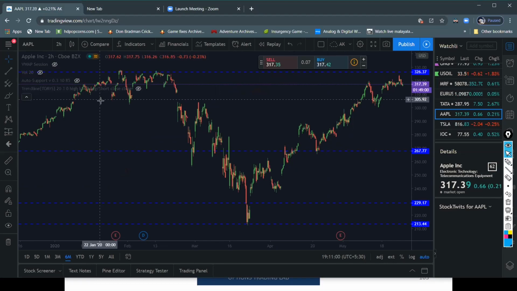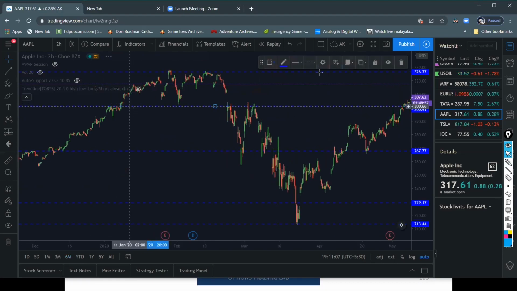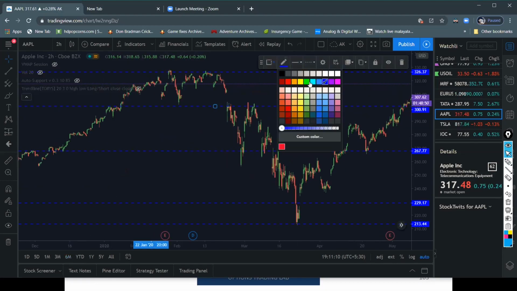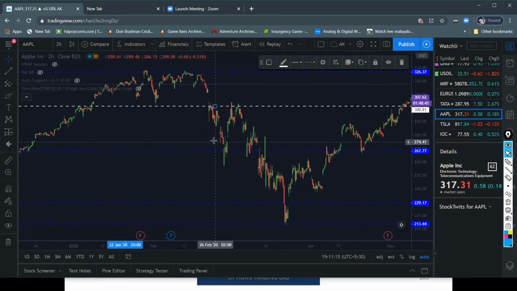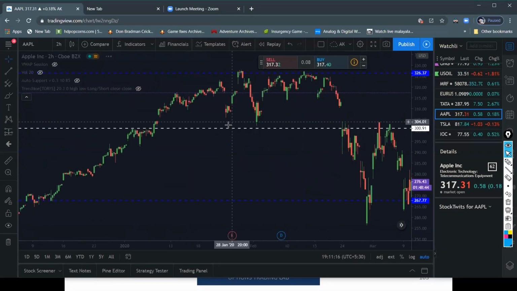See this level, see this level. In the 6-month chart, draw it with another color. If you are finding it difficult to draw support and resistance levels, just zoom in. Here, the market acted as a resistance. Here, this line acted as a resistance. Then after that, see what happened. This line is acting as a support for the market.